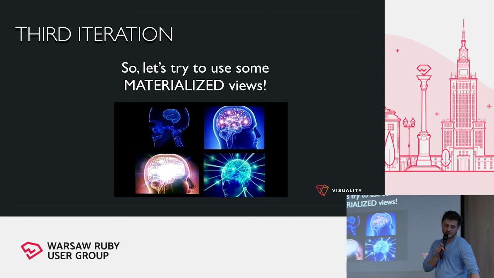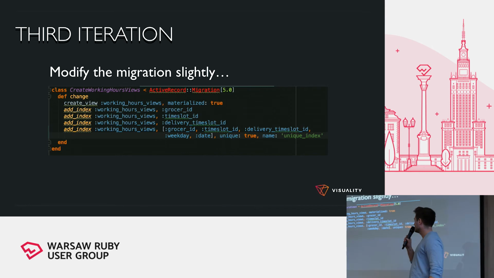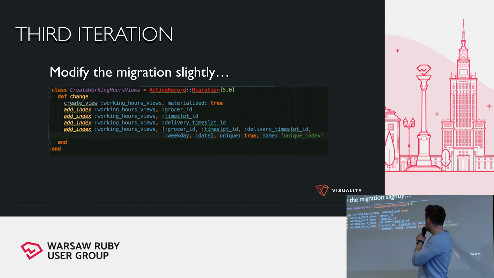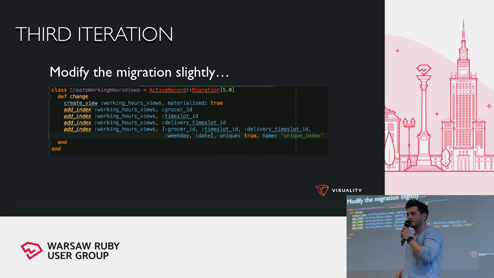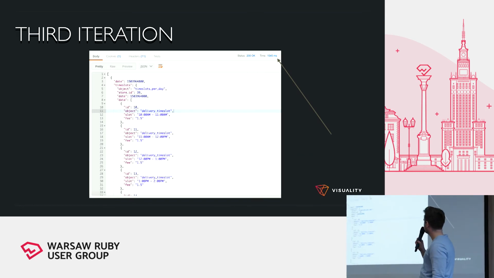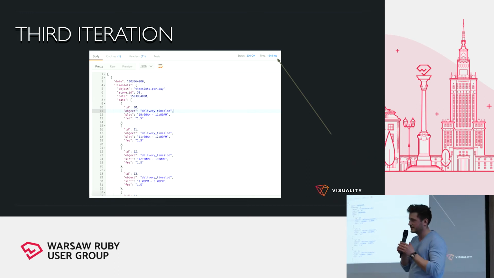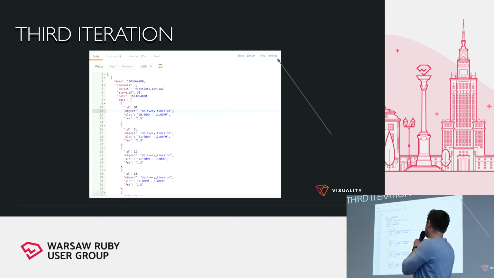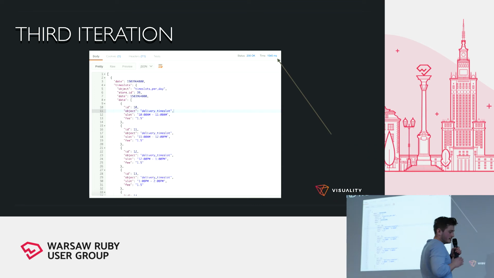It was quite easy to do in Scenic: we just added materialized true, added some indexes on IDs, and added a unique index, which allowed us to refresh concurrently. The result was again an improvement of about 1 second in comparison to a normal view, and it was almost 4 times faster than the simple Ruby way. It was a pretty huge improvement, and using a materialized view here was a good idea. It passed the exam.